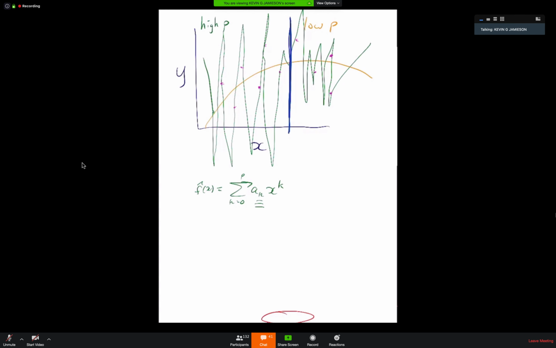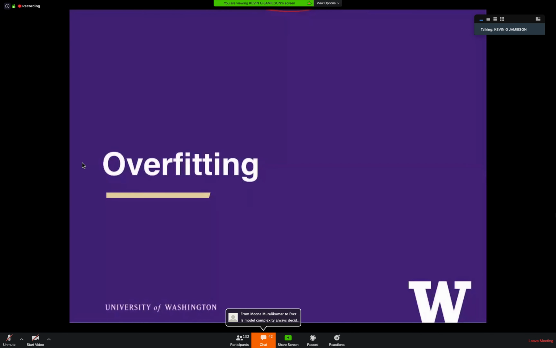Yes, Dalton in the chat is correct. As with large dimensional polynomials, just more parameters to fit mean more variance, typically. Okay. Now we will start.